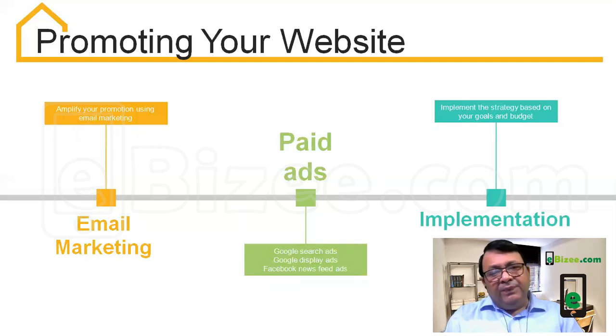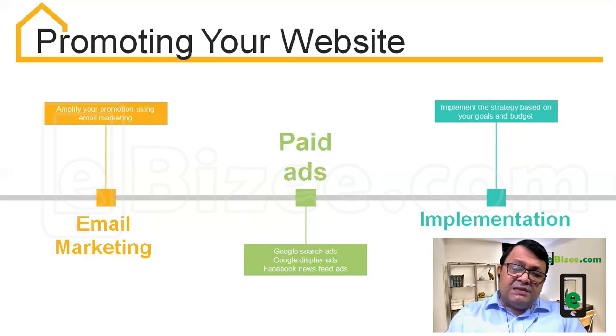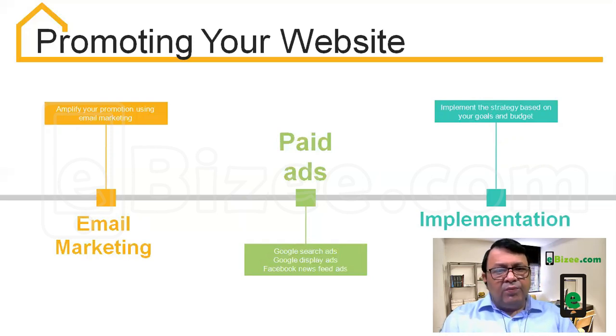And then finally, you have to implement your strategy based on your goals and your budget. Your goal can be to capture the market very fast. Your goal can be regional in nature, targeting the regional audience. Your goal can be targeting a very large, wide audience spread globally. So depending on your goals, your strategies, and how you have already planned to implement them, you have to do this implementation. These are some of the common steps required for promoting your websites.